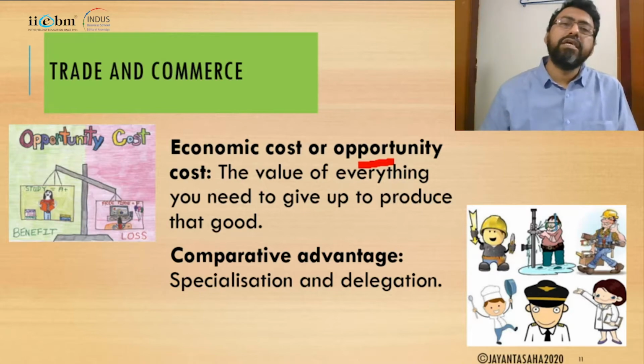So let's say there is a commercial pilot and there is a baker. Let's use this example. Now the commercial pilot can do very good baking.